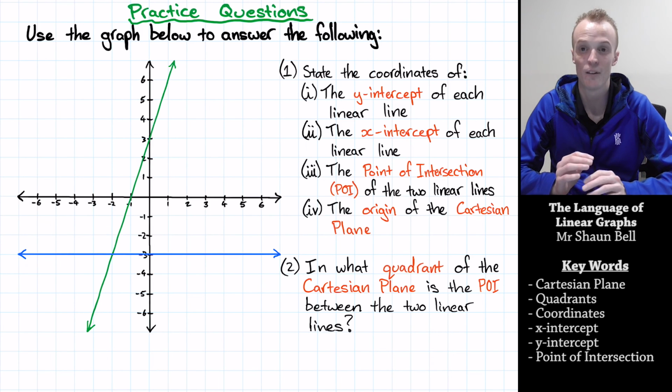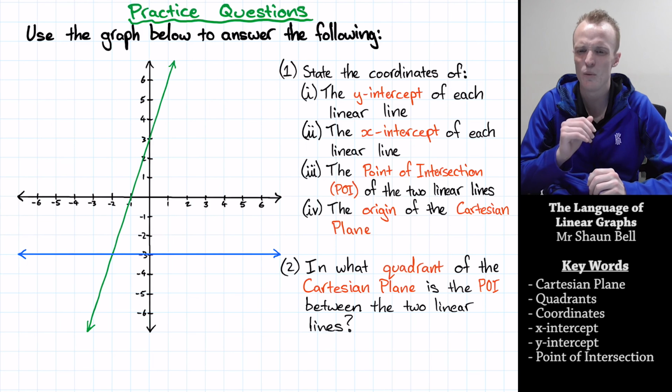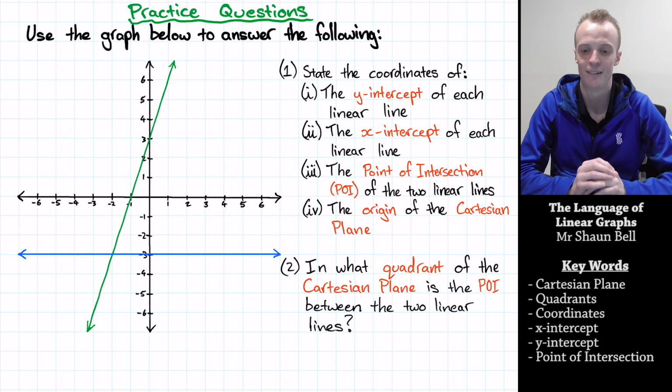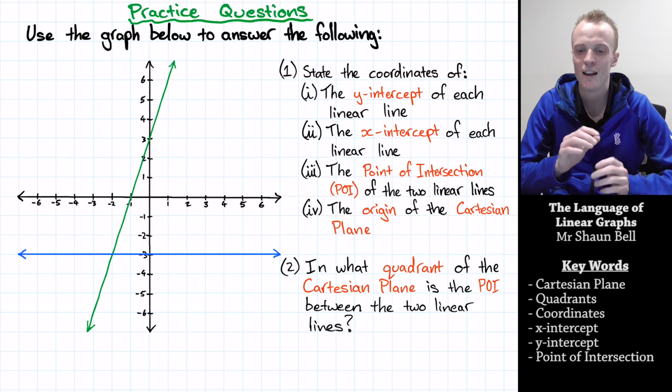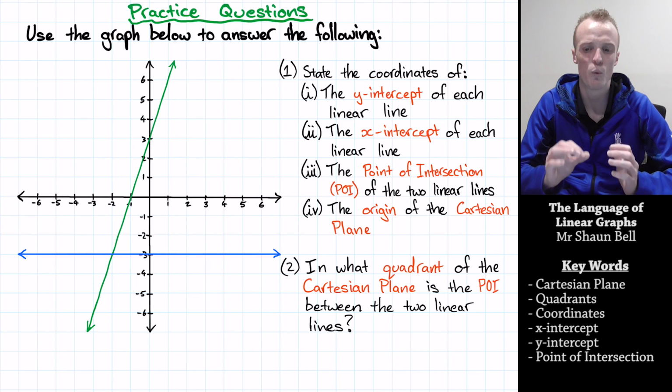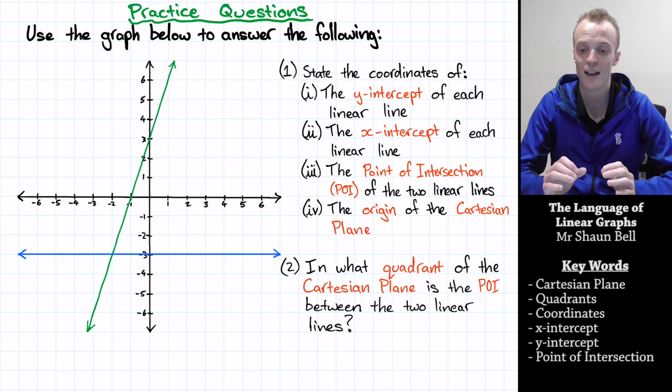Then I want you to identify the coordinates of the point of intersection of these two lines. Then I want you to see if you can remember what the coordinates of the origin of the Cartesian plane is. Finally, I then want you to think about what quadrant of the Cartesian plane is the point of intersection between these two linear lines.